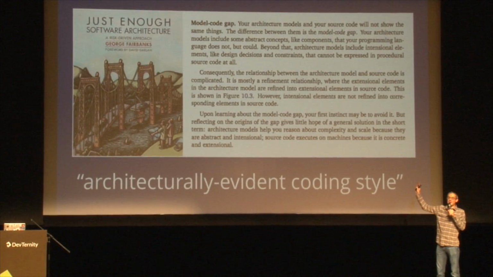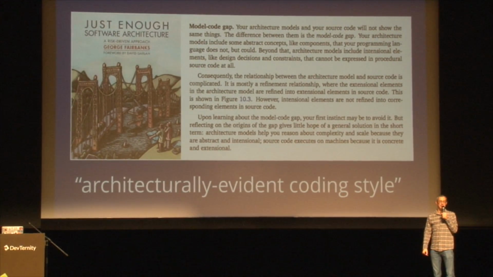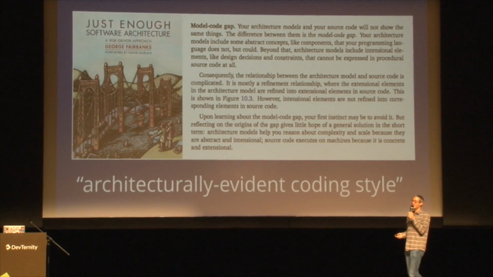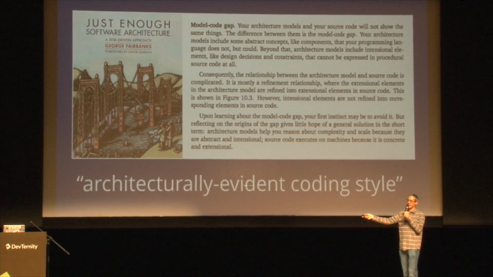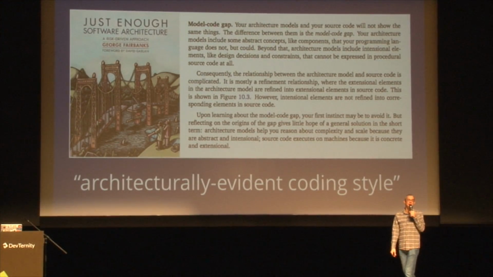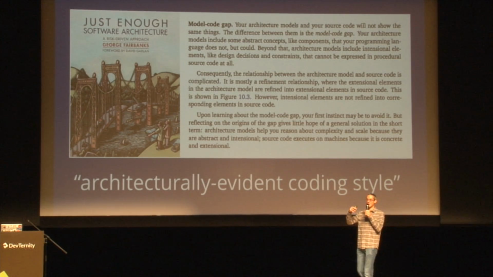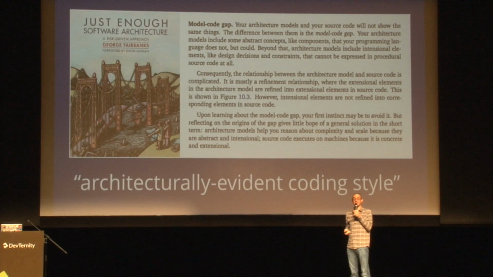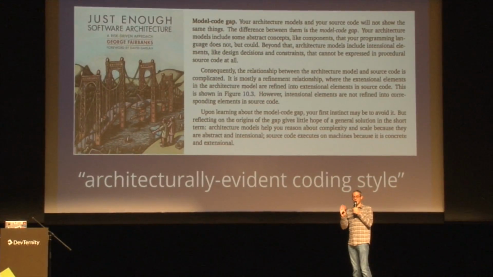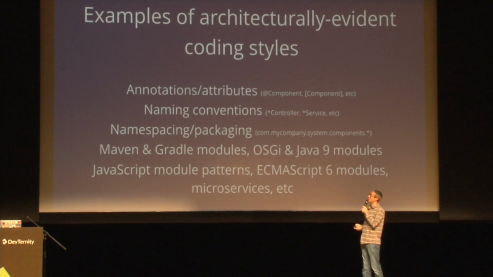George Fairbanks to the rescue. In George Fairbanks' book, he says we should minimize and reduce the model-code gap by adopting an architecturally evident coding style. An architecturally evident coding style is basically dropping hints and metadata into your code so that your code reflects your architectural ideas and intent. This sounds very grand, but it's really very simple.